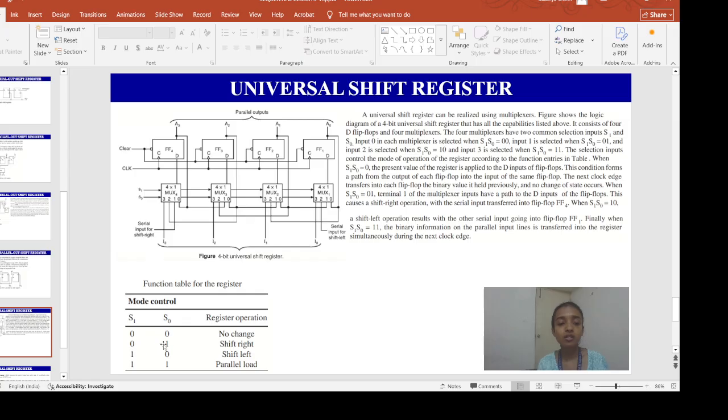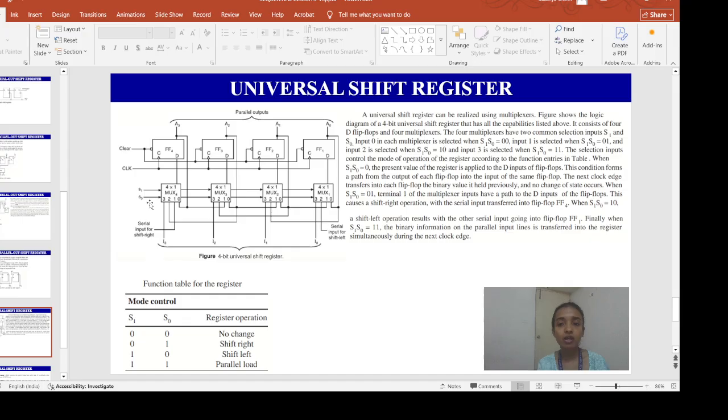When S1, S0 is 0, 1, it will be shift right; the register will perform the shift right operation. Now, if S1, S0 is 1, 0, it will be shift left operation. If both are 1, it will perform a parallel load, because a universal shift register can perform all the operations.